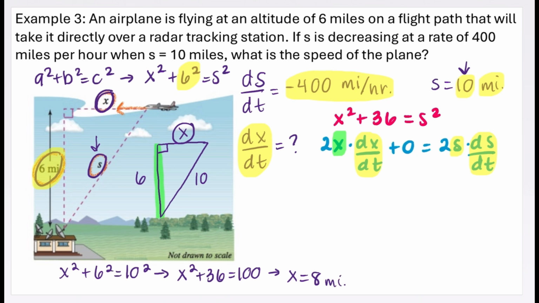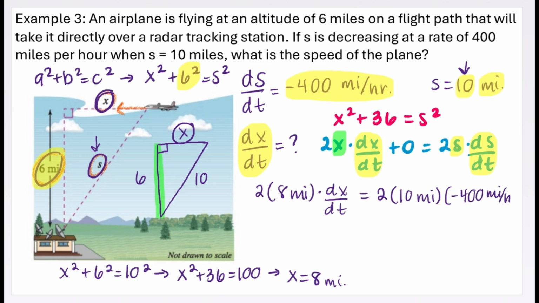So I know that this value is going to be 8 miles specifically. So I'm going to go ahead and plug in everything I know. So I have 2 times 8 miles times dx/dt, which is negative 400 miles per hour, equals 2 times, whoops, I plugged that in the wrong spot. Sorry about that, y'all. We don't know dx/dt. I plugged in ds/dt. So dx/dt is what we're trying to find. Equals 2 times 10 miles times negative 400 miles per hour.